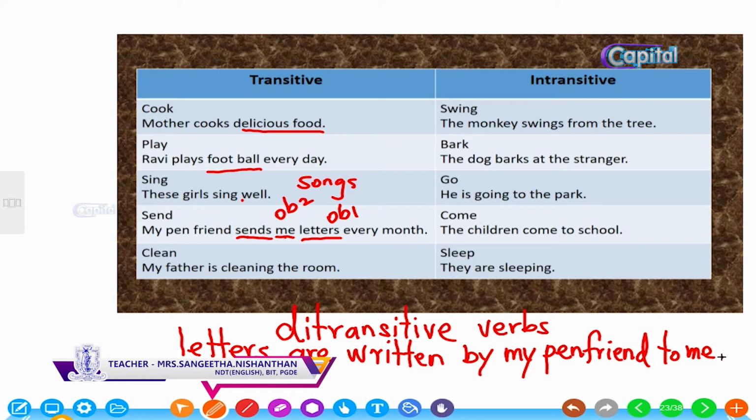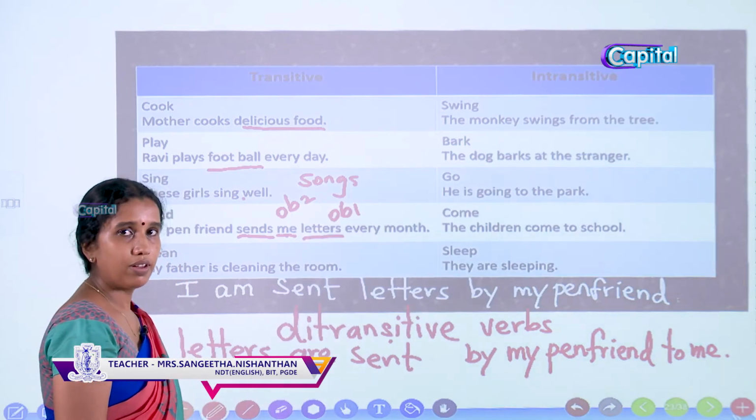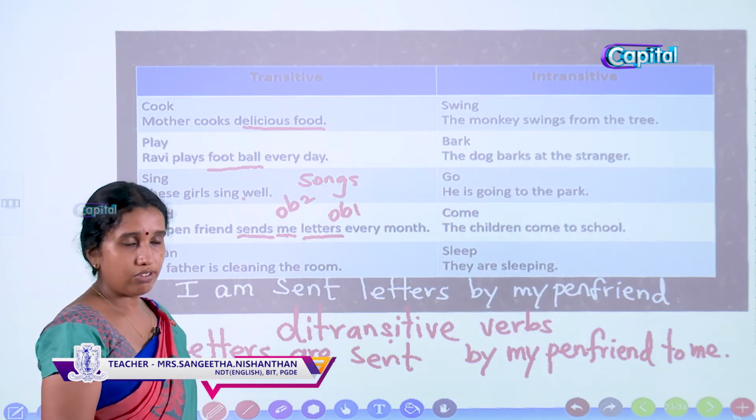And if I consider me as an object, when I bring it to the beginning, I have to change it to the subject. So, me is the object pronoun, and when I bring it to the beginning, it changes to the subject pronoun I. I is the subject pronoun of me. What is the be verb for I used in present tense? I am sent, past participle of send, sent. I am sent letters by my pen friend. These are the two forms of passive voice when we see a ditransitive verb.